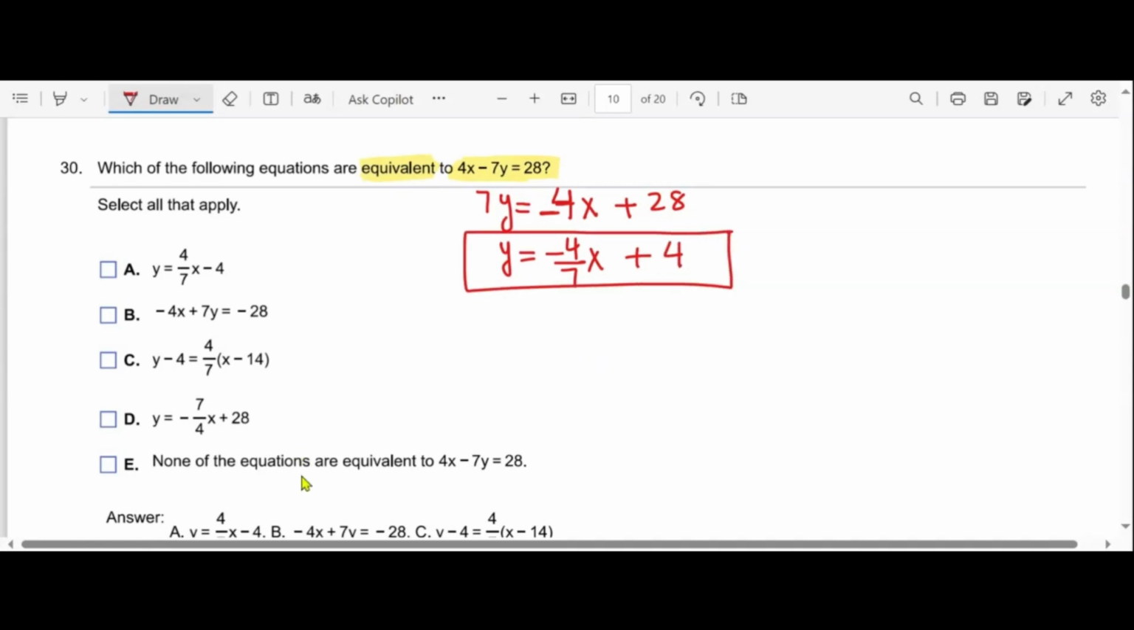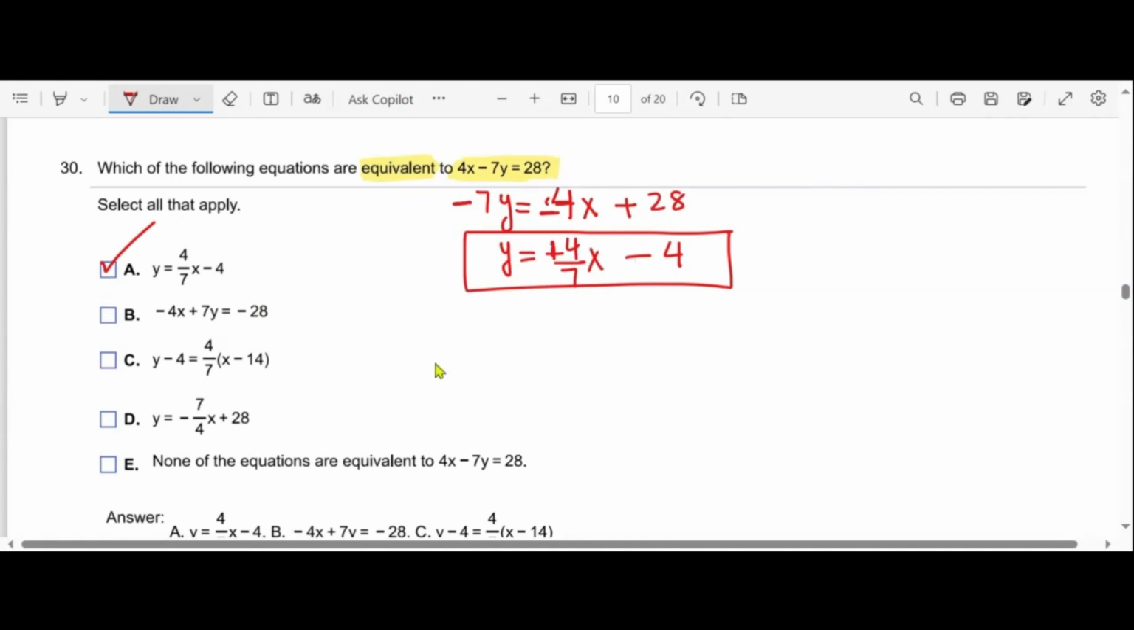Do we have anything like this? Minus 4. We have negative here, right? The first is positive. So we have to change the sign here. It becomes positive, negative. This becomes positive, and this becomes negative. Do we have anything like this here? A? Yeah, so A is correct.